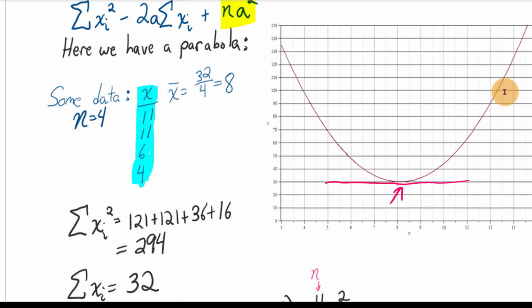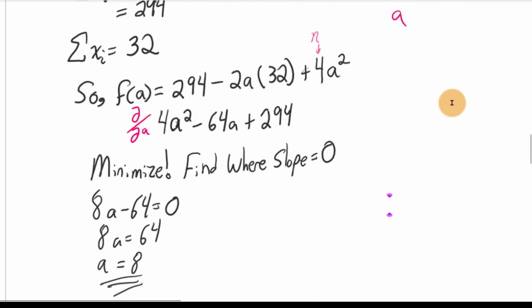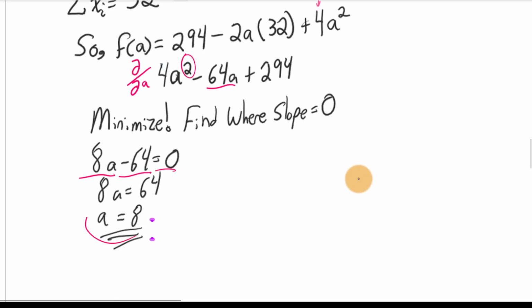So what we're trying to ask is, what value for a down here is going to find the minimum, the bottom of that parabola, the minimum of the sum of squared deviations. So if we take the derivative of that, the derivative of a polynomial, you just multiply by the exponent and then subtract 1 from the exponent. We end up here, 2 times 4 is 8a, subtract 1, you end up with 8a to the first. And then the derivative of minus 64a is just minus 64. We can set that equal to 0. We solve, we get a equals 8.